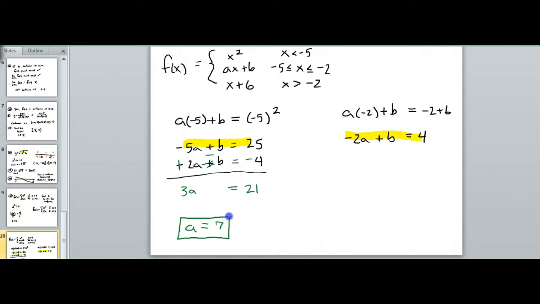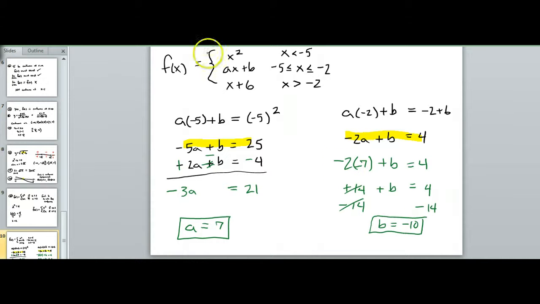So that's one of the values, and then to find b, I can just plug it into either one of these things that are highlighted. So -2 times 7 plus b equals 4. -2 times 7 is -14 plus b equals 4. Oh, I'm sorry, this is a -3a, so that's a -7. I was thinking that wasn't working out. Alright, so that's a positive 14. So I subtract 14 over, and I get b equals -10.